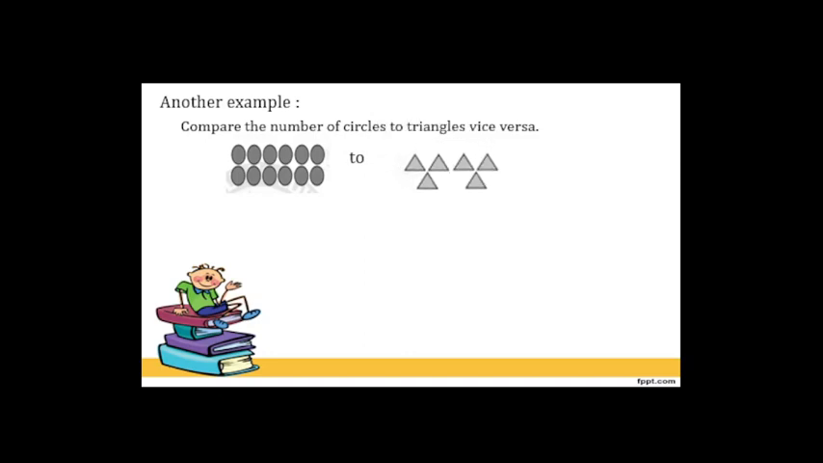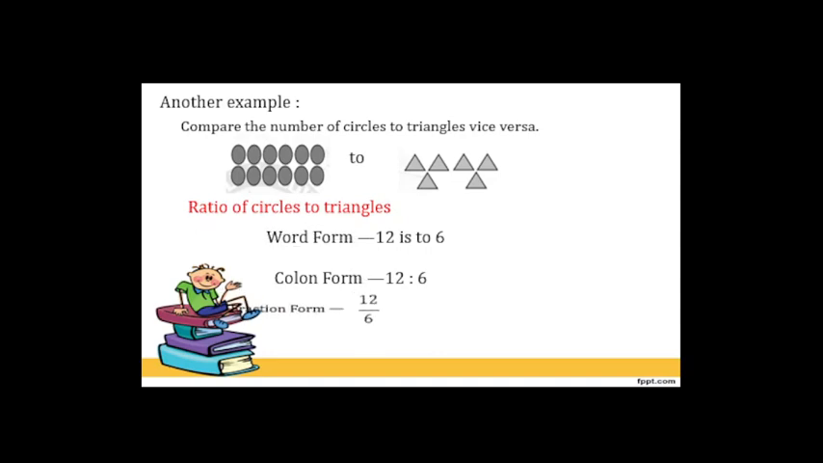So let's count. We have 1, 2, 3, 4, 5, 6, 7, 8, 9, 10, 11, 12. And for the triangles, we have 1, 2, 3, 4, 5, 6. So to compare circles to triangles, in word form that is 12 is to 6. In column form, that is 12 is to 6. And in fraction form, that is 12 over 6.